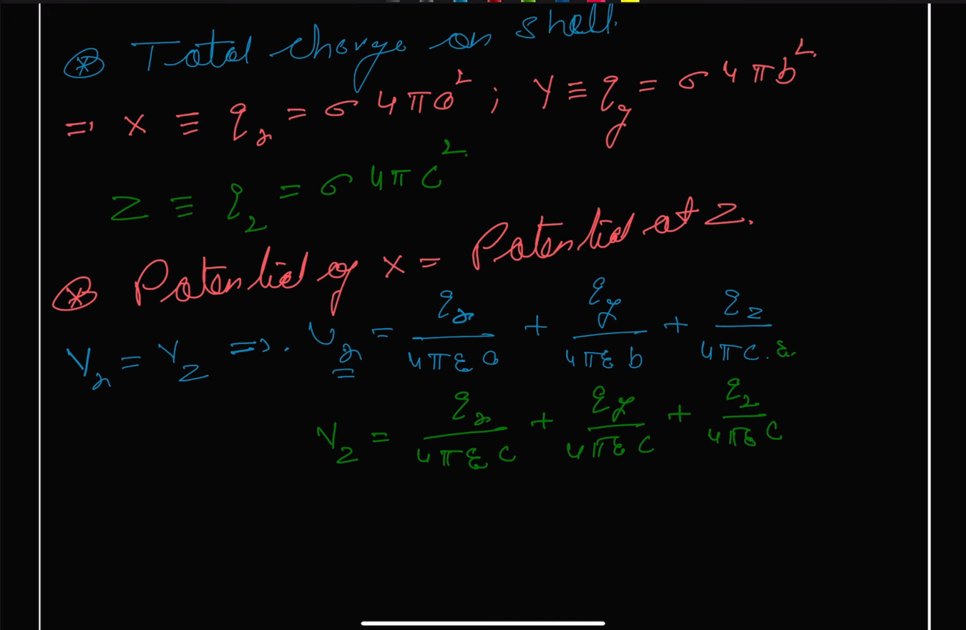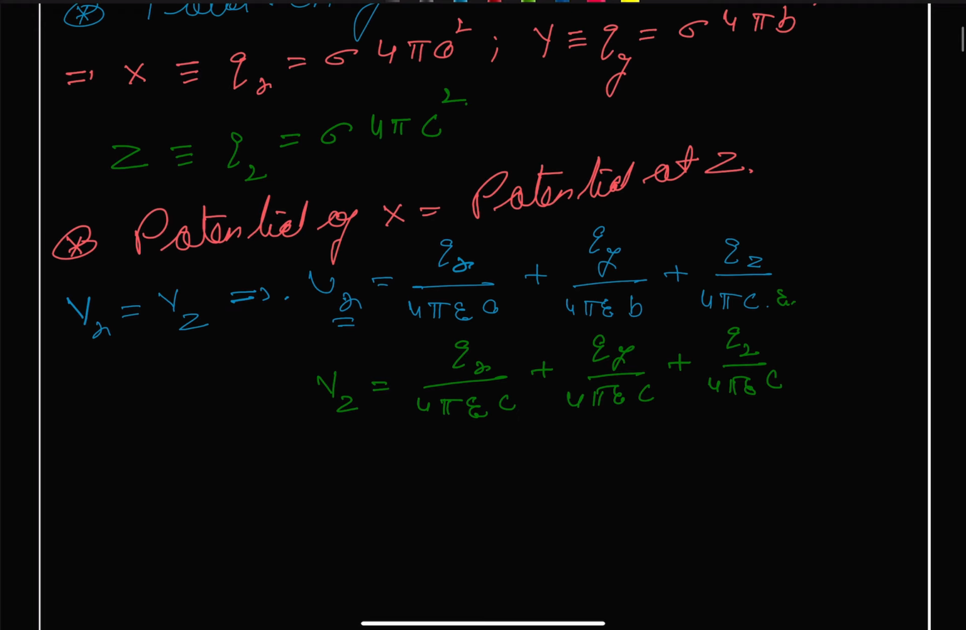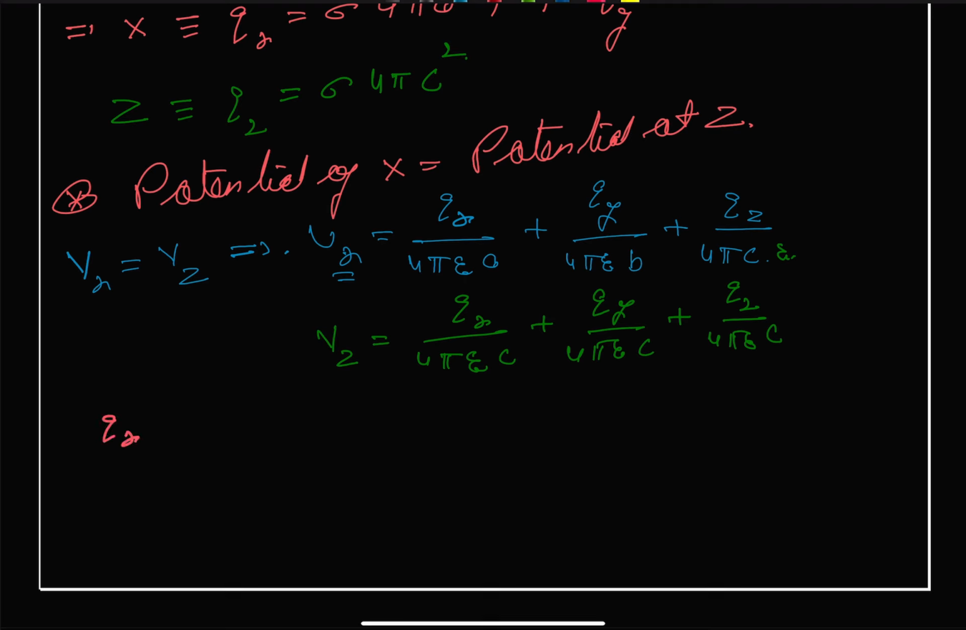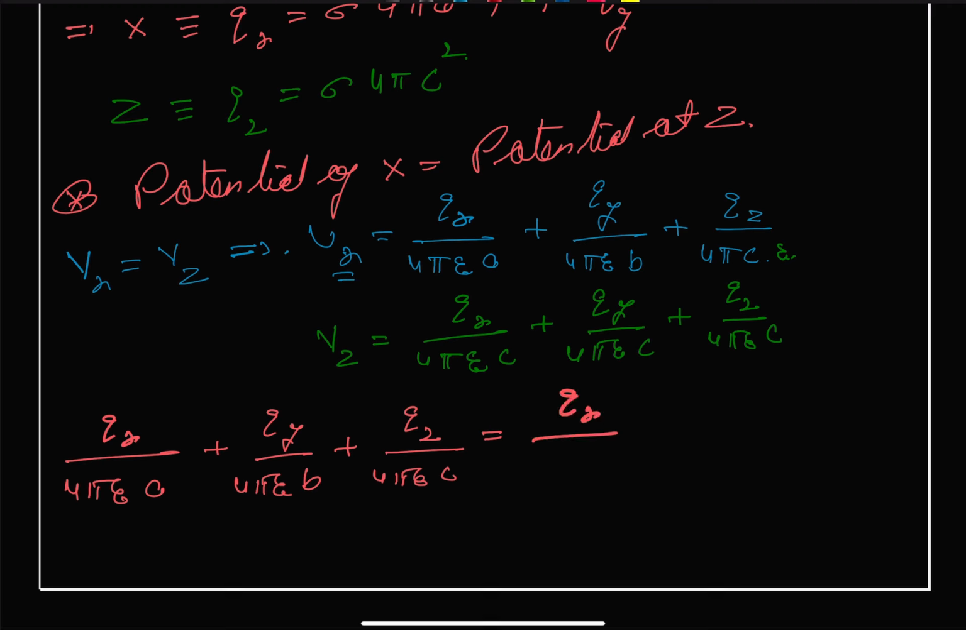And we can just equate them. Therefore, we can write that Q of X upon 4 pi epsilon naught a plus Q of Y upon 4 pi epsilon naught b plus Q of Z upon 4 pi epsilon naught c is equal to Q of X upon 4 pi epsilon naught c plus Q of Y upon 4 pi epsilon naught c plus Q of Z upon 4 pi epsilon naught c.